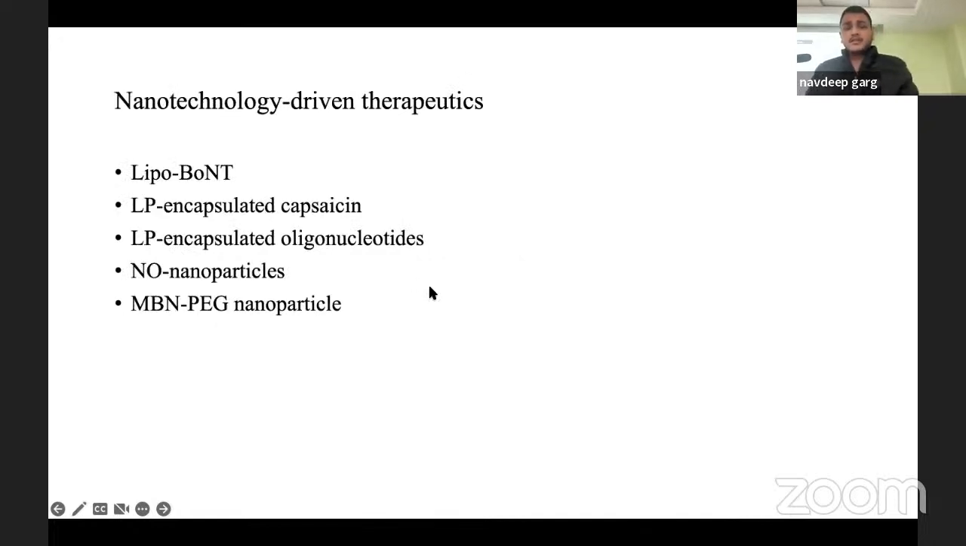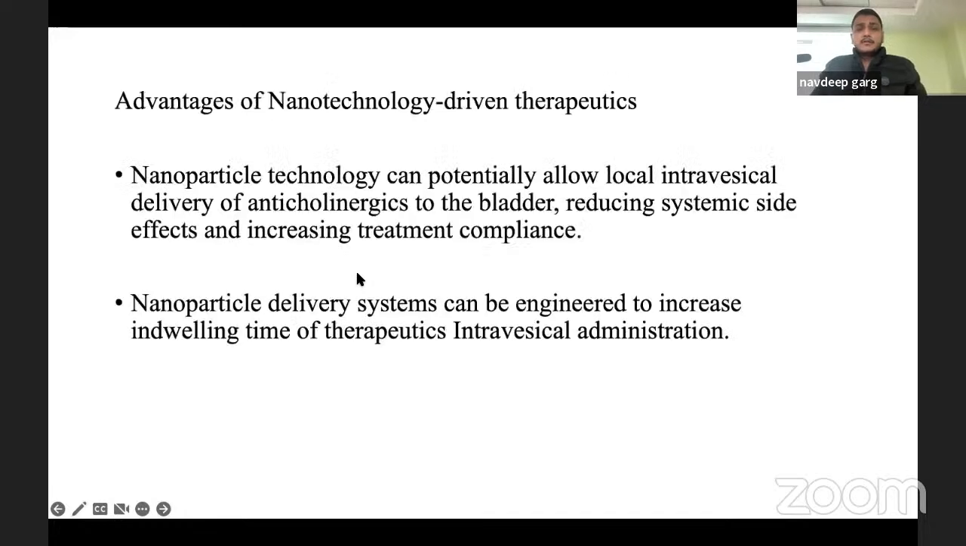Here, the nanotechnology-driven therapeutics that can be used are lipobotulinum, liposomes encapsulated capsaicin, liposomes encapsulated oligonucleotides, nitrous oxide nanoparticles, as well as the mirabegron PEG nanoparticles in overactive bladder.